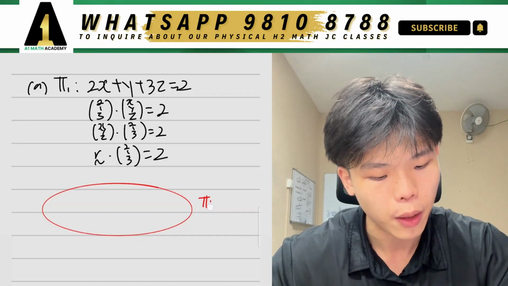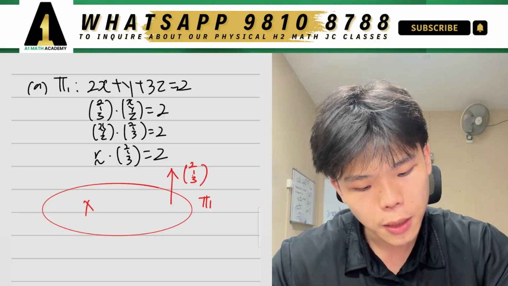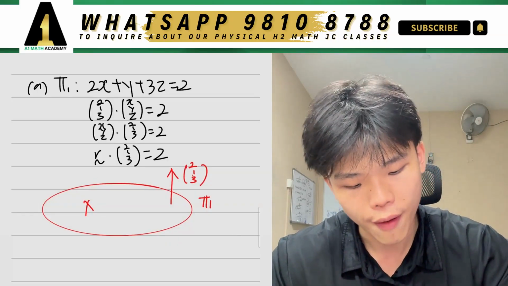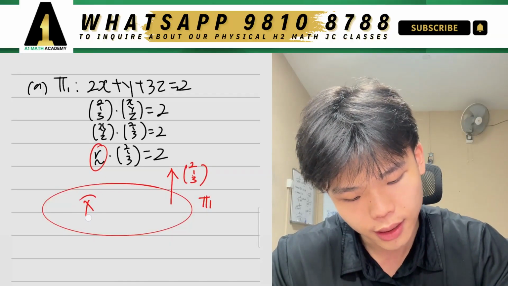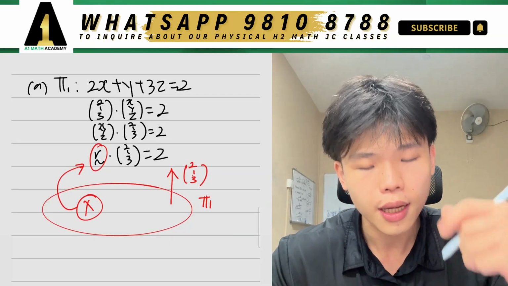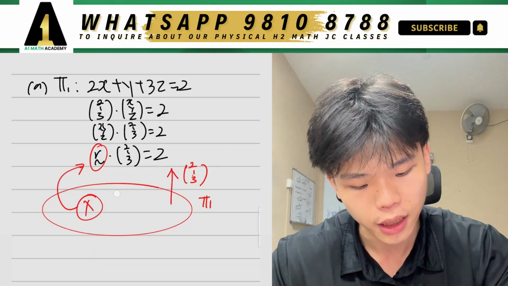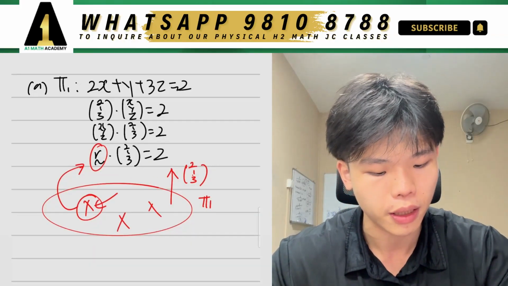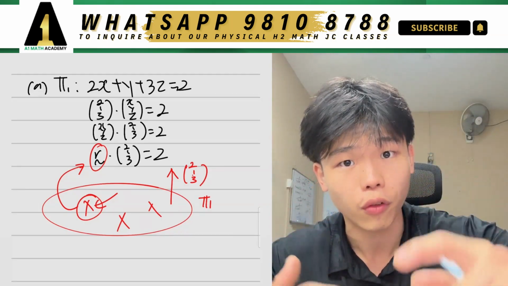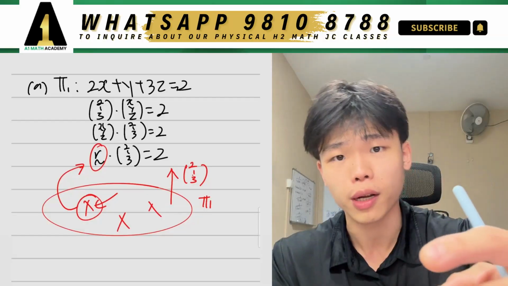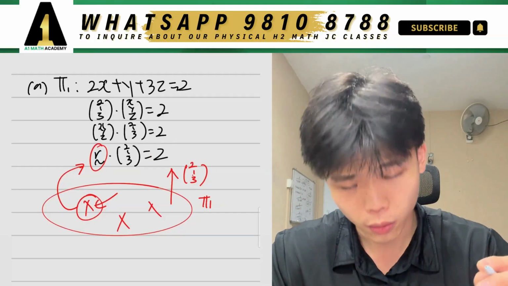So this is my plane pi 1. My normal vector is (2, 1, 3), and any point on the plane will have a position vector of r, right? So if I sub in this position vector into here, the dot product of these two will give me 2 over here, right? It doesn't matter if it's here, or here, or here. As long as the point is on the plane, when I sub in the position vector of that point into the scalar product form of the plane, the final product here will be 2 always.